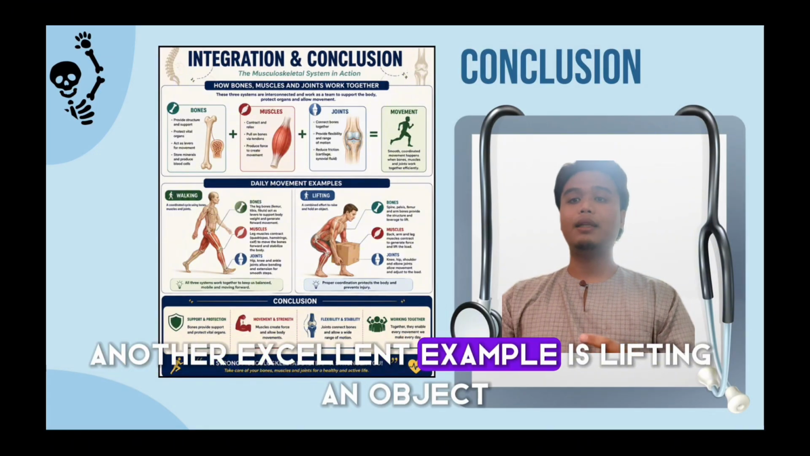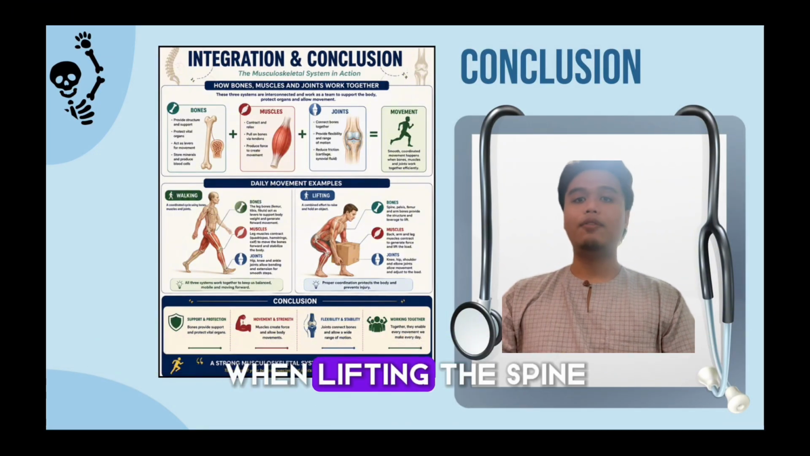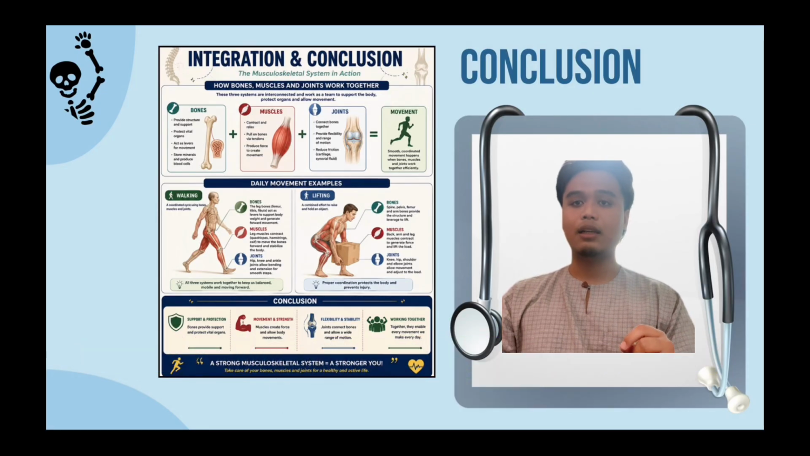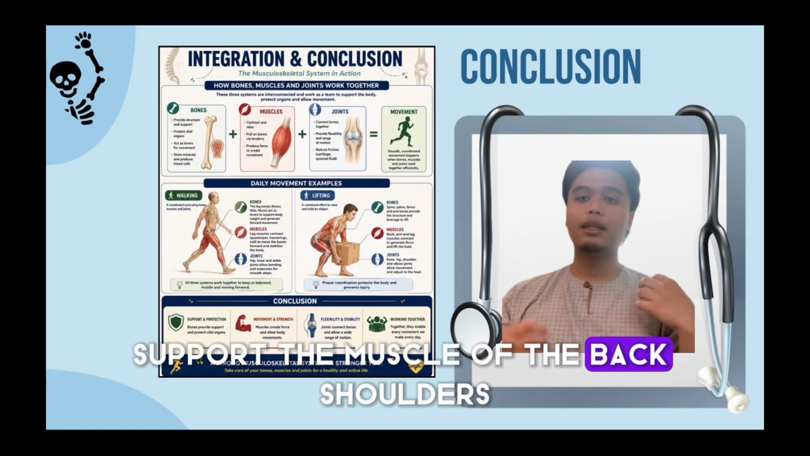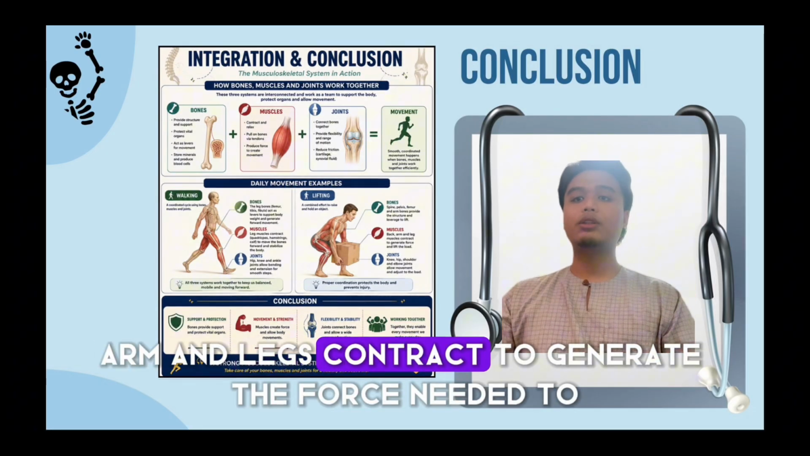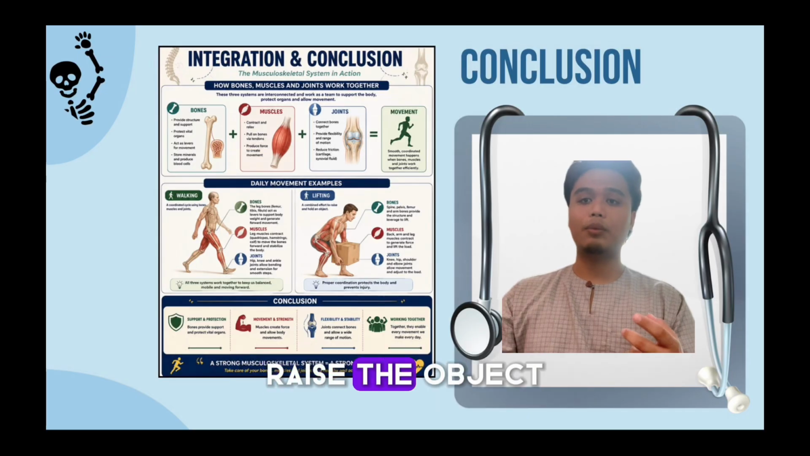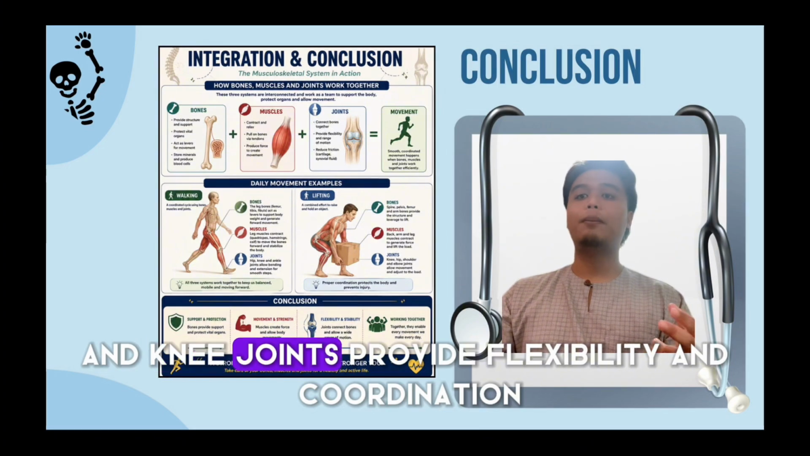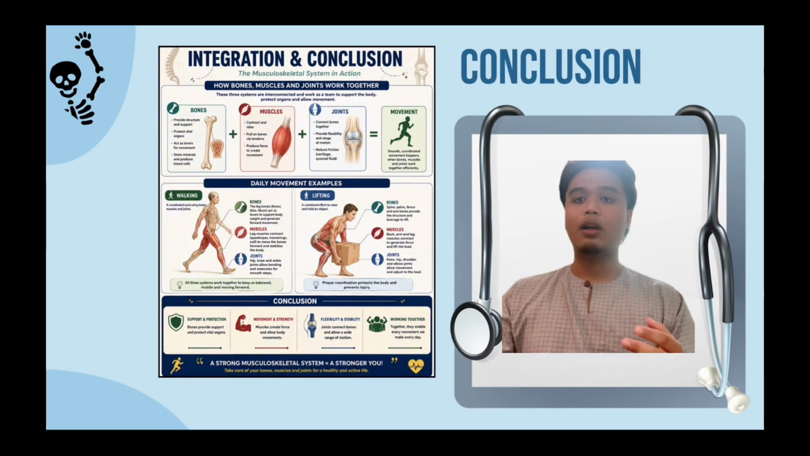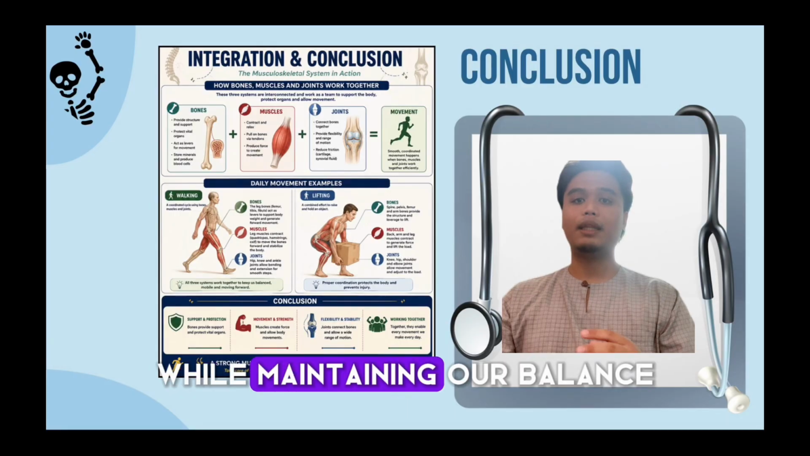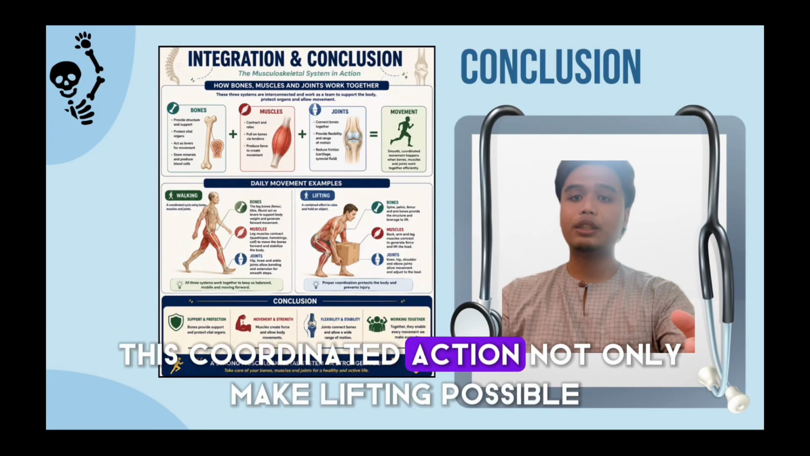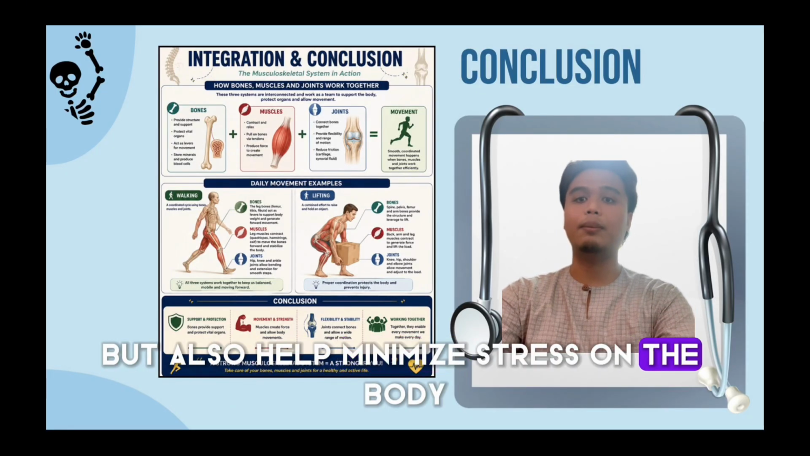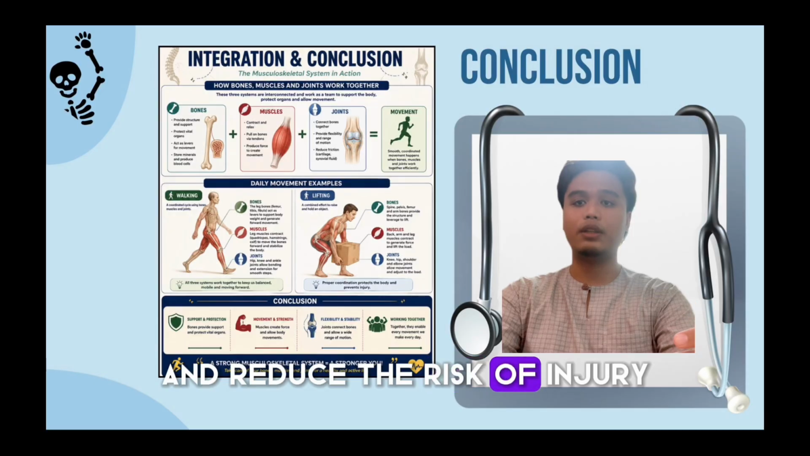Another excellent example is lifting an object. When lifting, the spine, pelvis, and arm bones provide stability and structural support. The muscles of the back, shoulders, arms, and legs contract to generate the force needed to raise the object. At the same time, the shoulder, elbow, hip, and knee joints provide flexibility and coordination, allowing us to lift safely while maintaining our balance. This coordinated action not only makes lifting possible, but also helps minimize stress on the body and reduce the risk of injury.